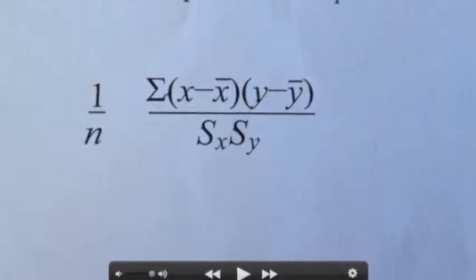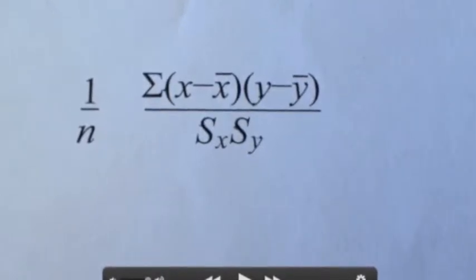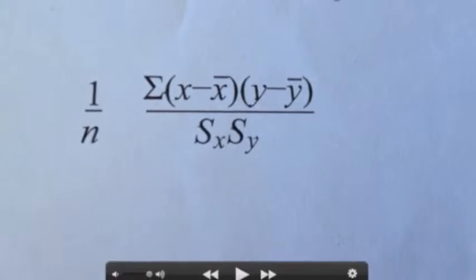Correlation coefficient is the correlation between two variables, and it measures the strength of a linear relationship. Here's the equation for correlation coefficient. The 1 over n in the equation tells you the direction of your correlation, whether it's positive or negative. The numerator of your equation gives you the direction of your correlation coefficient.